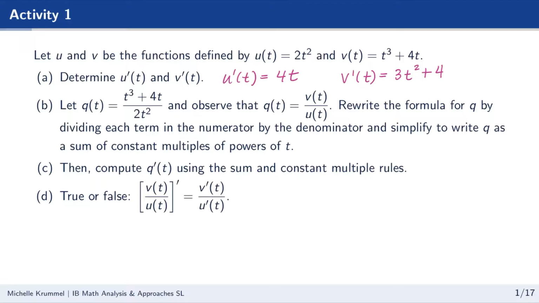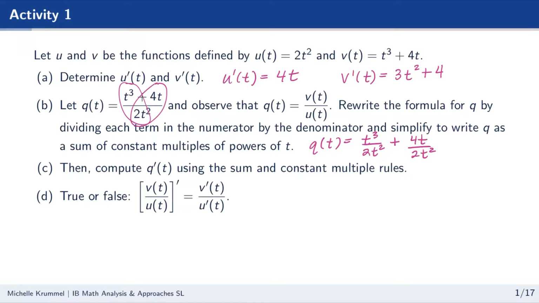We're going to rewrite the formula for q by dividing each term in the numerator by the denominator and simplifying. So in other words, we're going to split this into two fractions: q of t equals t cubed over 2t squared plus 4t over 2t squared. Observe, there is a common denominator, so we could always add it back together and get the original form of q of t, which was t cubed plus 4t in the numerator and 2t squared in the denominator.